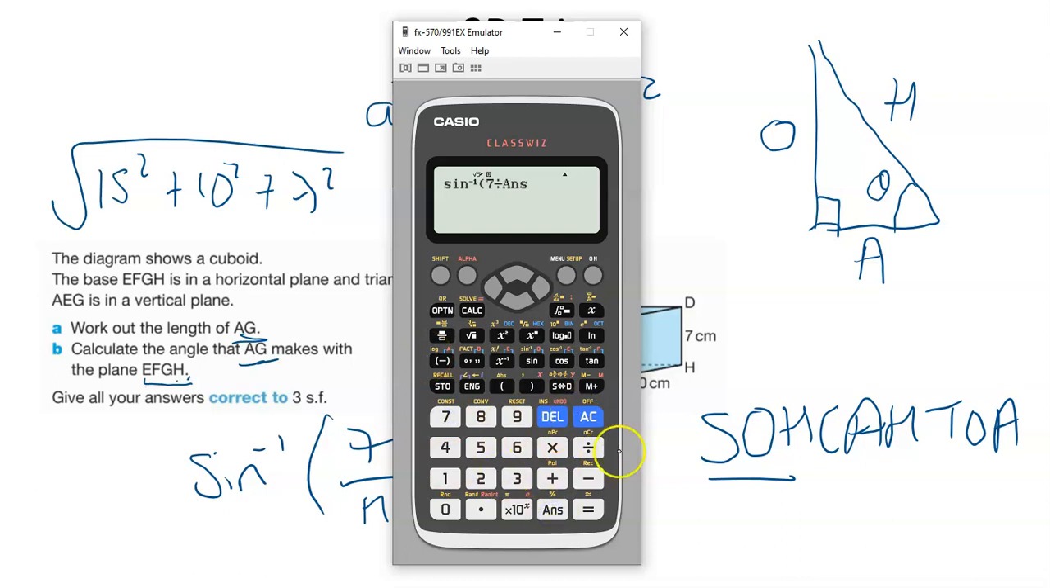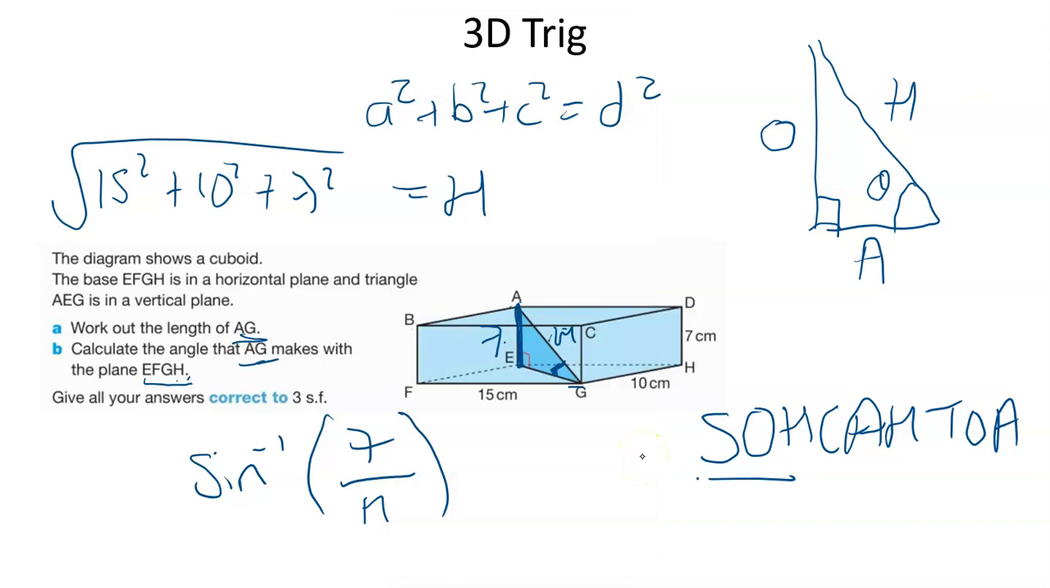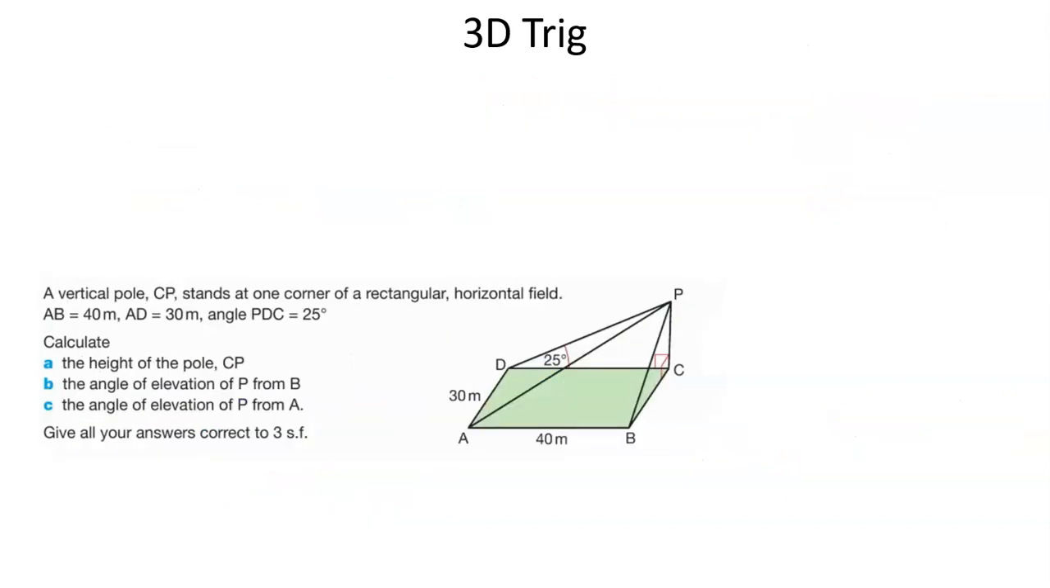If you wanted to find a length, then you would obviously use normal sine on the angle. If all your answers are correct to 3 sig fig, again I'll let you work them out on your calculator to get those. Let's have a look at another question.